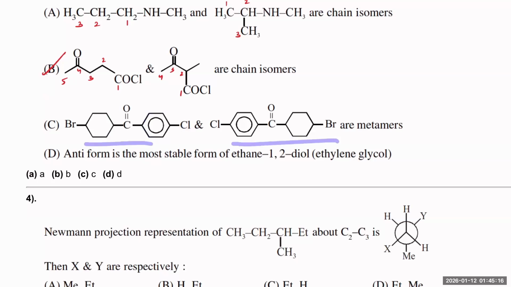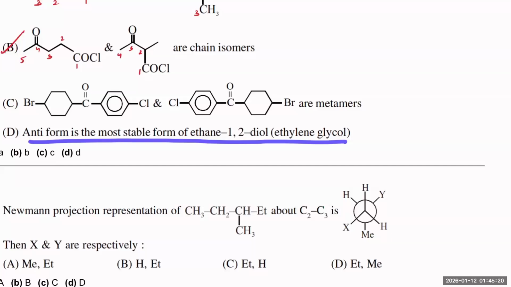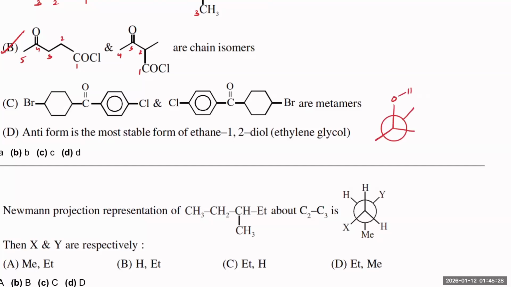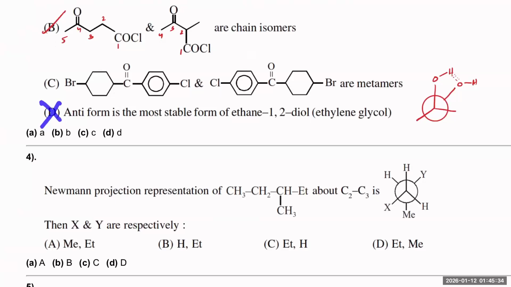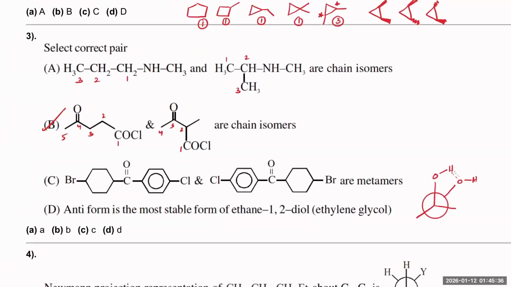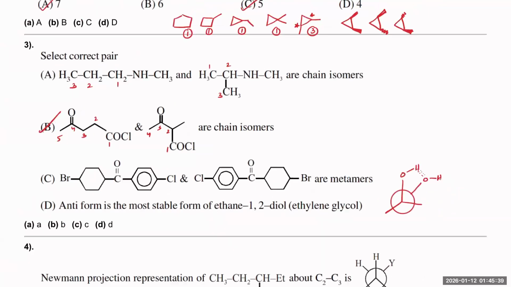Next, anti form is the most stable ethane form. Is it anti or gauche? It is the gauche, right? Because if you have two OH groups like this, we have OH and OH here, so there will be hydrogen bonding at this location. So gauche is more stable. Hence, even this is not correct. So only B is correct in this case. I guess that is clear, everybody.